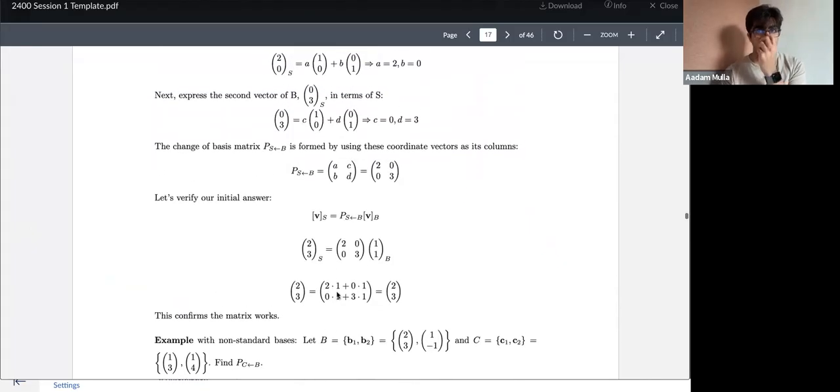Okay, one important thing to note is that if we wanted to do the other way around, so we found P from B to S, if we want to find P from S to B, right, there's two ways. There's a nice formula, and this also intuitively makes sense: if you have this matrix from B to S, and you take its inverse, that's going to give you the matrix from S to B. So you invert it and you'll get the other direction. The other thing you could do is just do the whole process out again. So instead of representing each basis vector of B in terms of S, you represent each basis vector of S in terms of B. Okay?